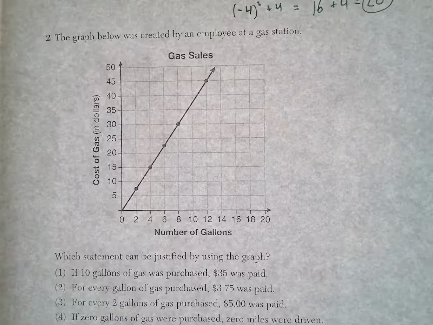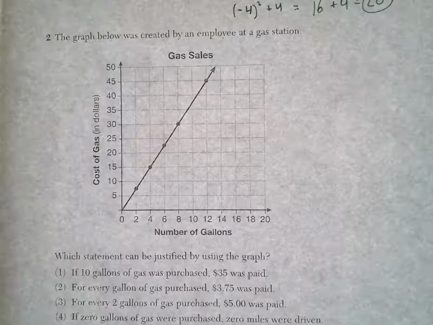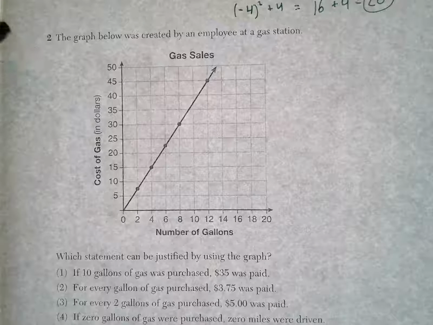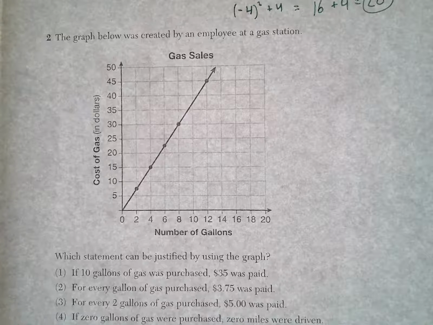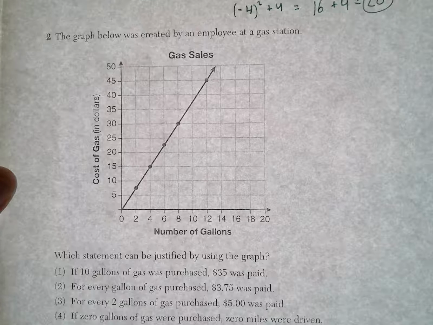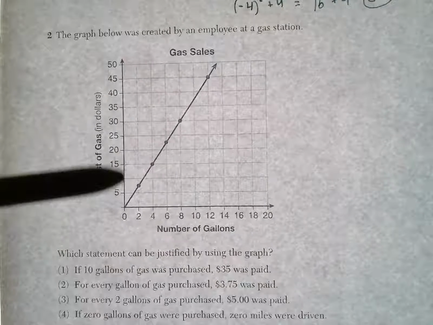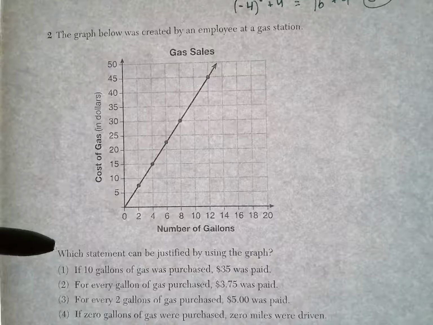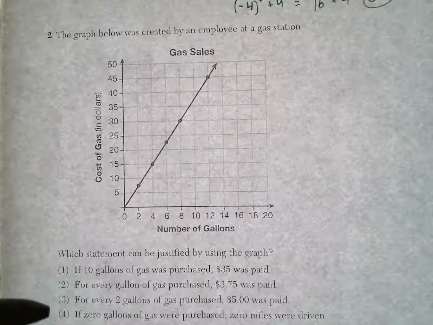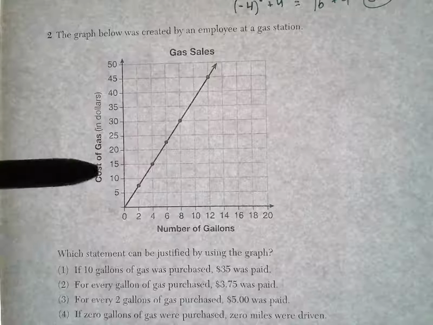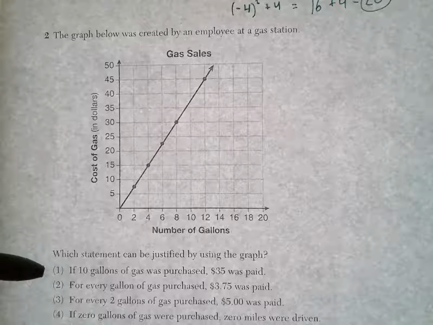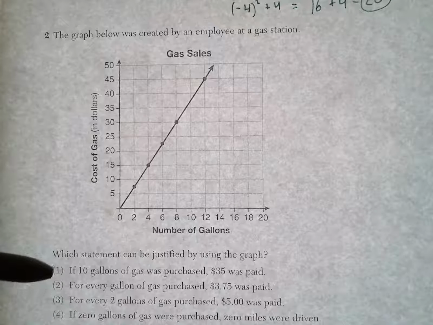Alright, this is the Algebra 1 Regions Common Core January 2016, question number 2. The graph below was created by an employee at a gas station. So here I see the graph. It's asking which statement can be justified using this graph. So which statement can I say makes sense by looking at this graph? So let's just read each of them and see which one makes sense.